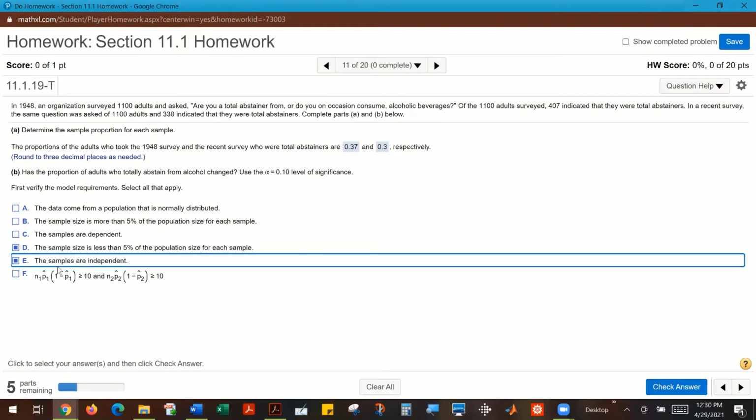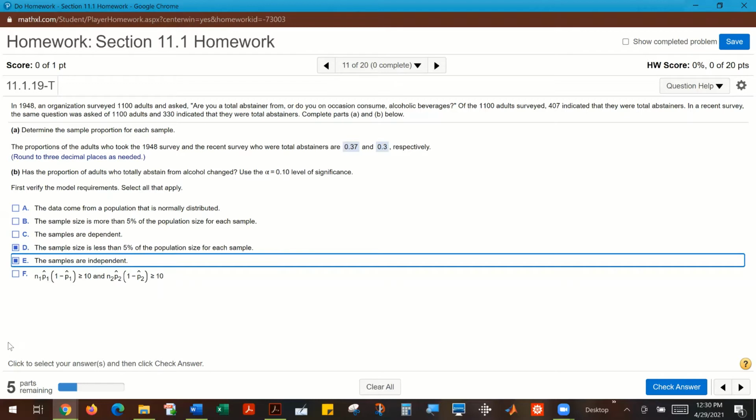Now, are our samples independent? Yes, they are, because the people who were surveyed in 1948 are not going to have an effect on who was surveyed in the recent years. So obviously those two samples are going to be independent of each other, because one sample does not affect how you end up choosing the second sample.